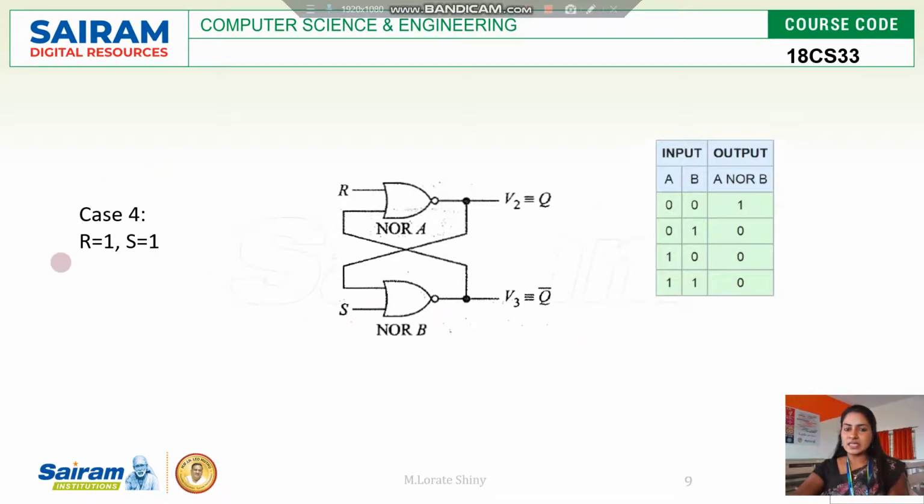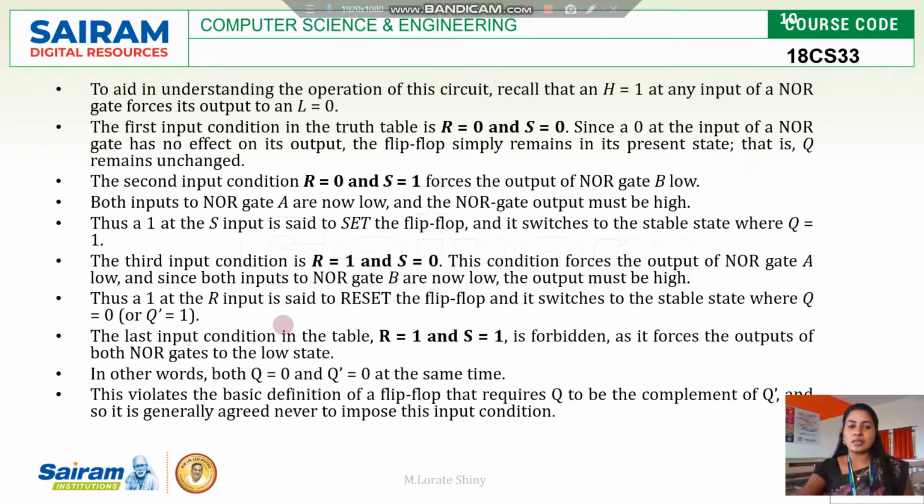Then case 4, 1 and 1. I told you this is an impossible input condition, so we'll see why. R is equal to 1, S is also 1. If any one input is 1, the output is 0. So Q is also 0, Q bar is also 0. It is not possible because Q bar is always the complement of Q, but here both are 0. So this is not allowed in the SR latch.